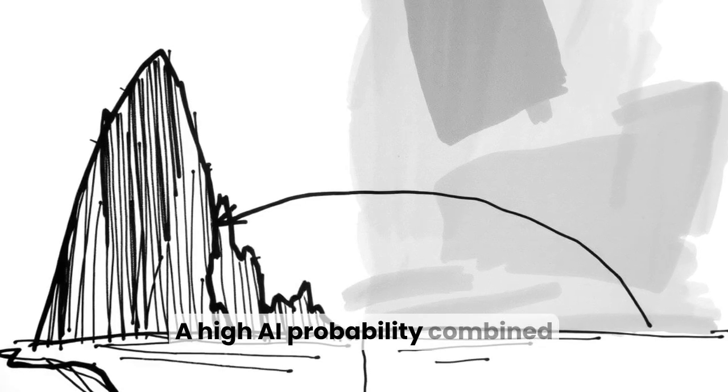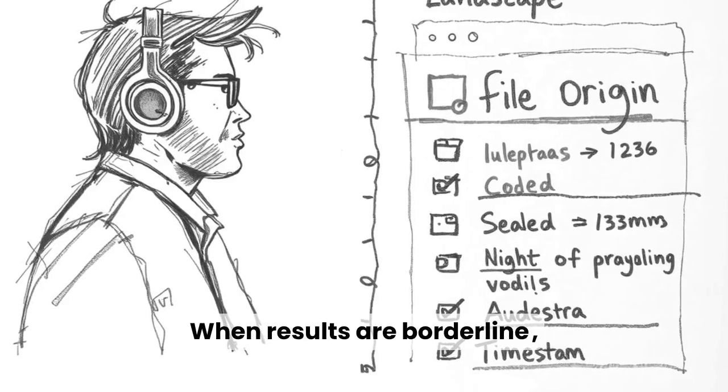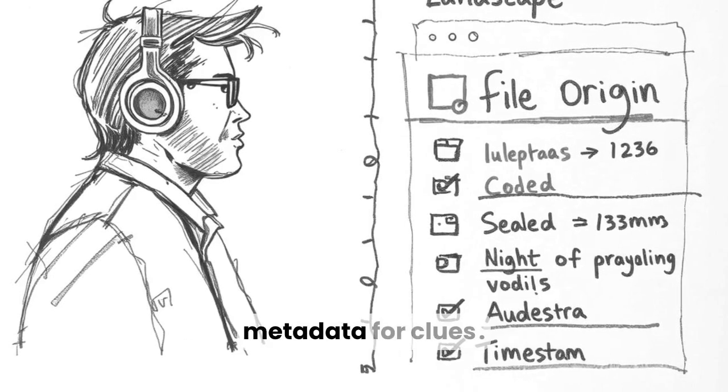A high AI probability combined with a flat waveform indicates synthetic voice. When results are borderline, listen again and check source metadata for clues.